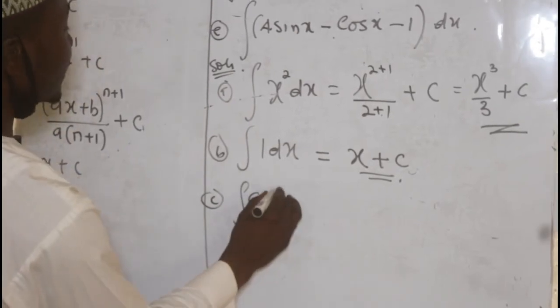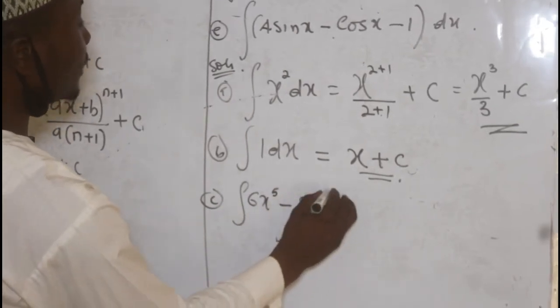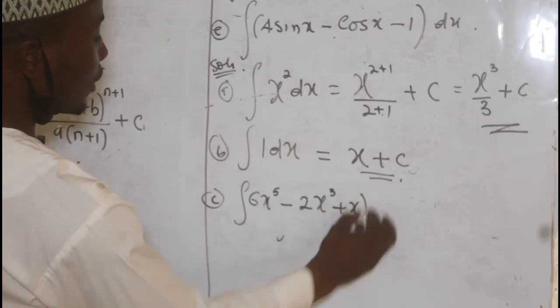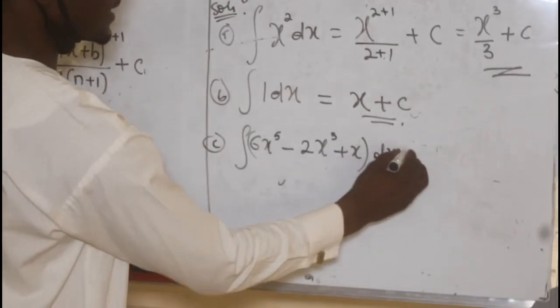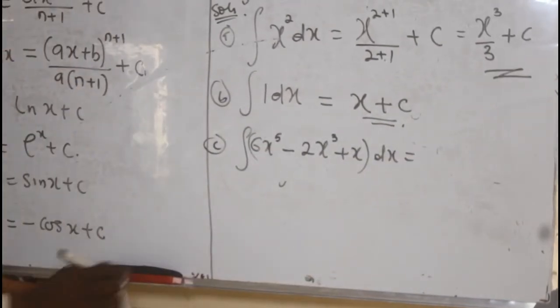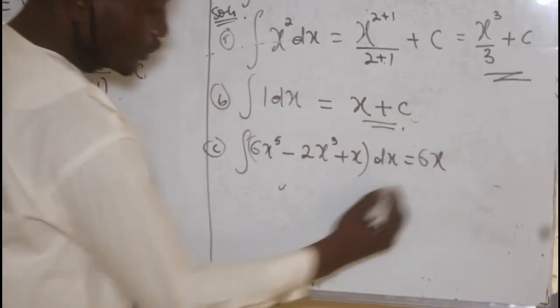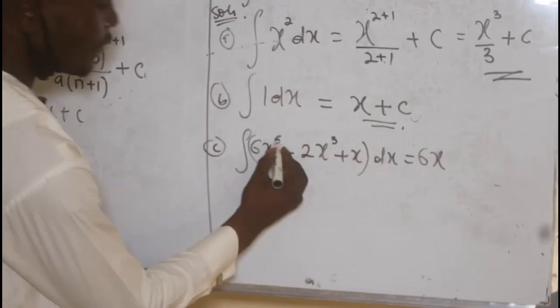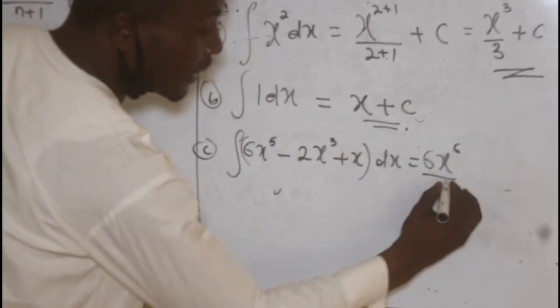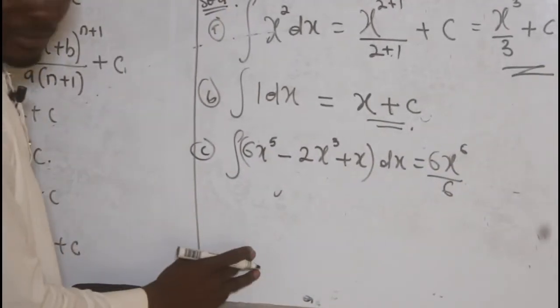Now see, you have to find the integral of 6x raised to the power of 5 minus 2x raised to the power of 3 plus x. Just integrate it term by term. What is the integral of this one? It's going to be 6x raised to the power of 5 plus 1 over 5 plus 1.